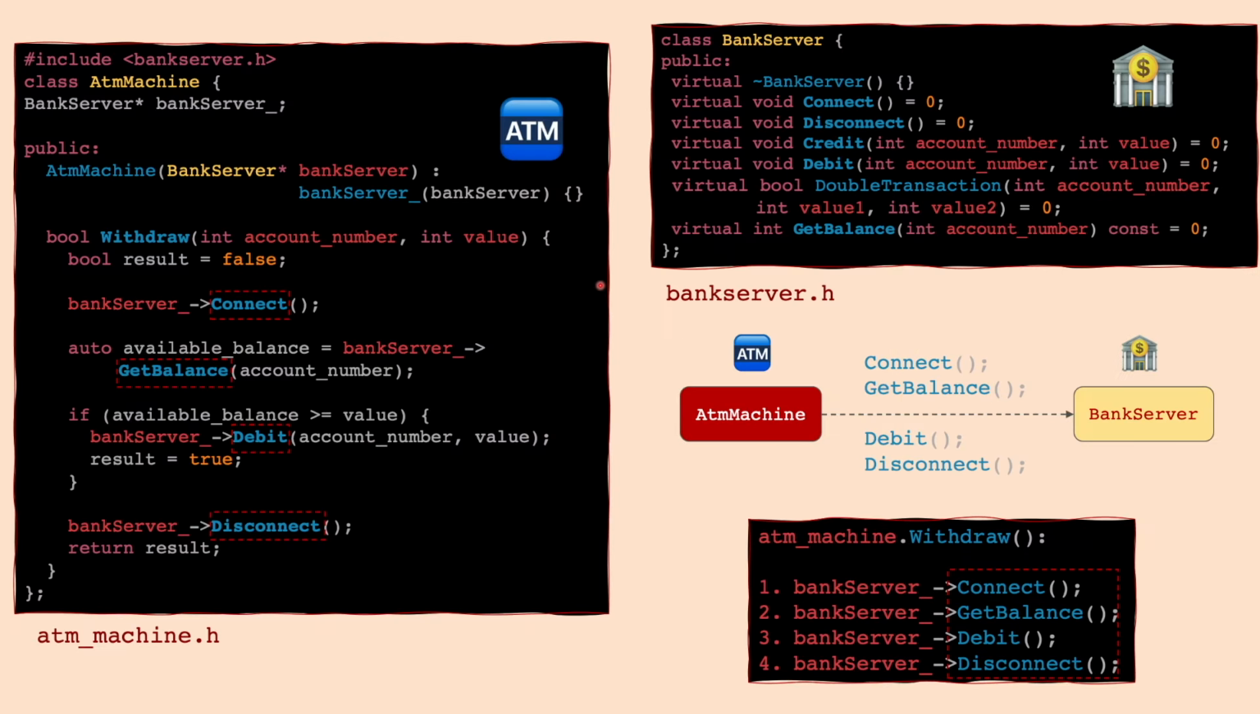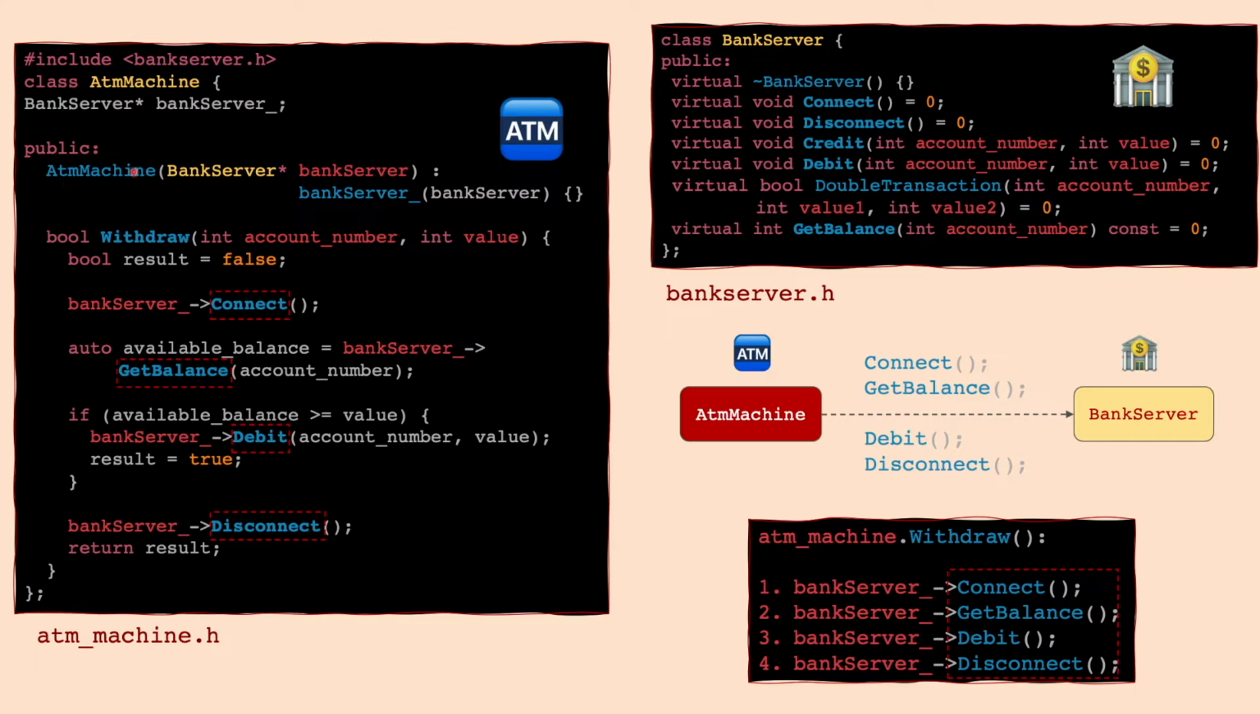Let's go a little bit more into details. This is the class that represents a bank server, which, as you can see, is an abstract class, and it's really describing the interface of my bank server. It provides functions such as connect, disconnect, debit, and get balance. And once I have this interface, I can define my ATM machine to have an object of this interface as a private member, and I can pass or inject this object through its constructor.